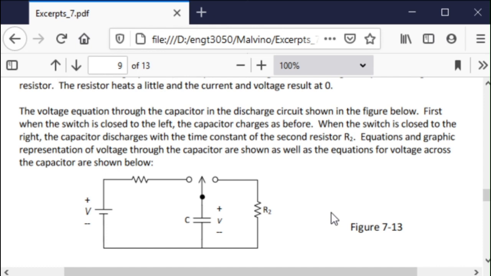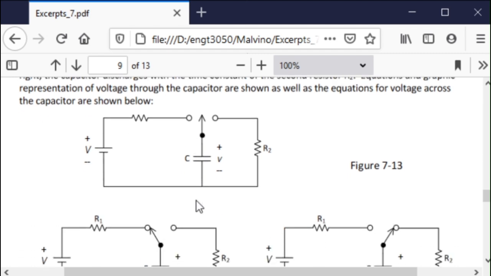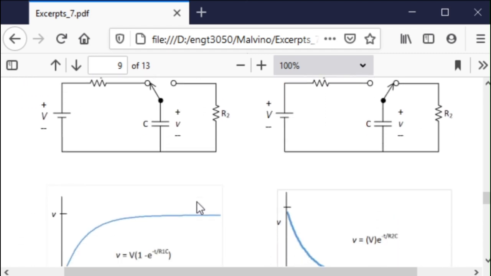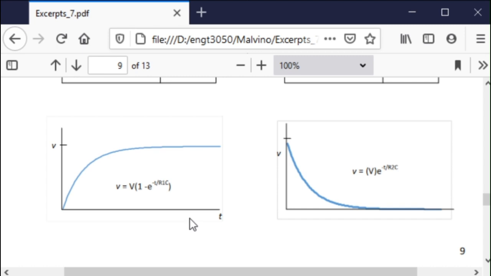Here's a case where we have both. We have the charge and we have the discharge. Well, on the charge side, we have the equations like we had before. Right here. Excuse me, this is the charge one. This is the discharge one.